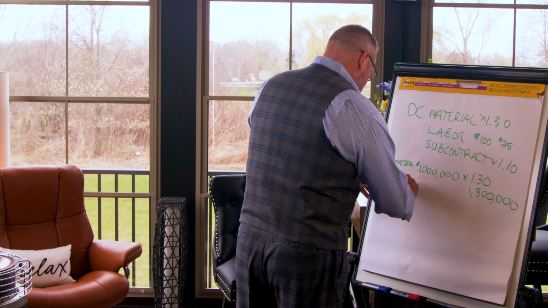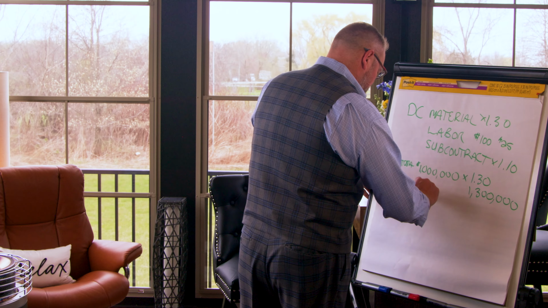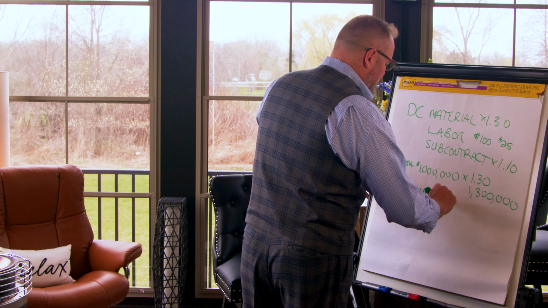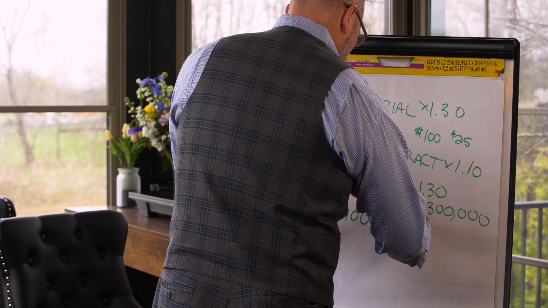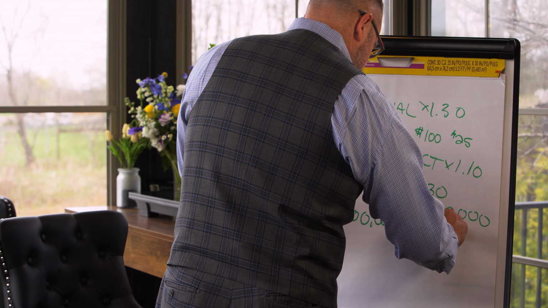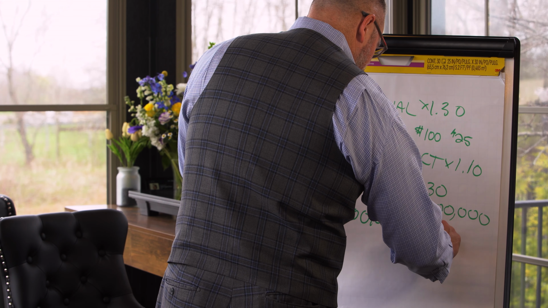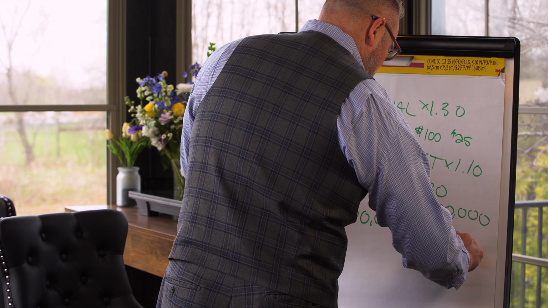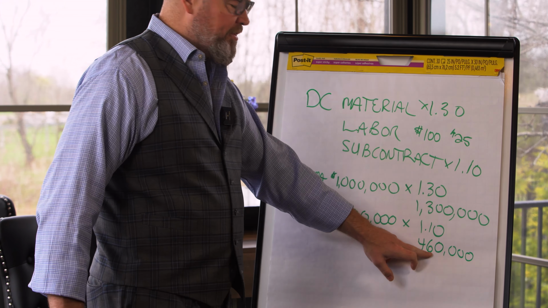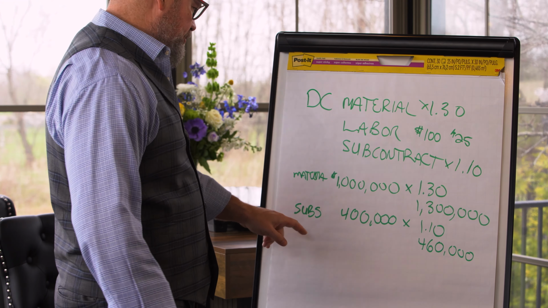Let's take the subs for a second. Let's assume there was $400,000 of subs, and we're going to mark that up 10%. So we bought it for $400,000, we sold it for $460,000. The $60,000 is the intended gross margin.